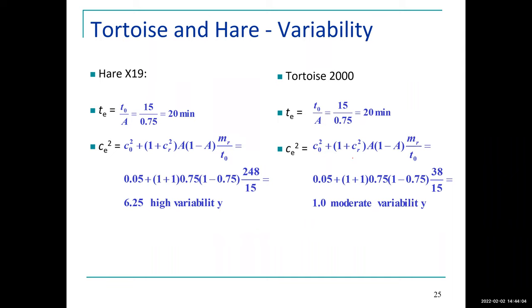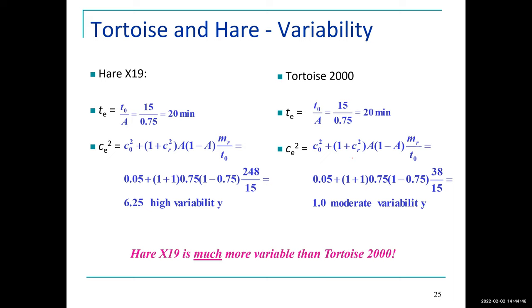So even though they have the same availability, since this one right here, X19, is more variable, you should expect performance for that machine to be less or not as good as this one that is experiencing a lower or moderate variability. And with high variability, high unexpected events can happen that can affect your overall performance for the system. So that is the conclusion.